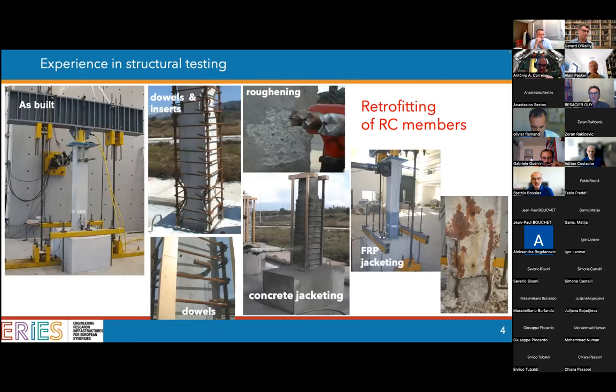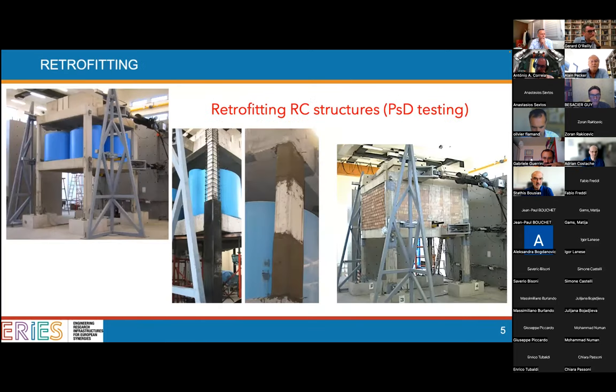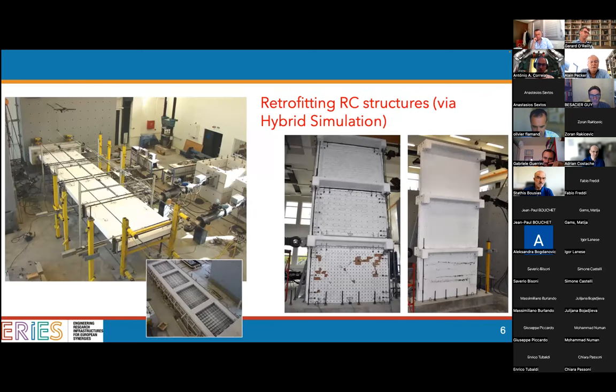A brief overview of the experience in structural testing the lab has from the past. We focused on some main areas. One of them was the retrofitting of members and structures. Here you see an example of retrofitting columns with different techniques, and also employing these techniques at the level of a structure tested either cyclic or through pseudodynamic testing. Further on, retrofitting of structures with other techniques like reinforced concrete infilling, like on the structure on the left, or using textile reinforced mortars and other techniques for masonry infill reinforced structures.